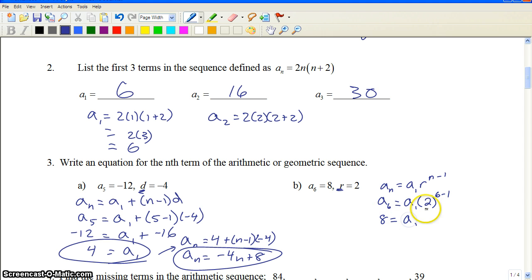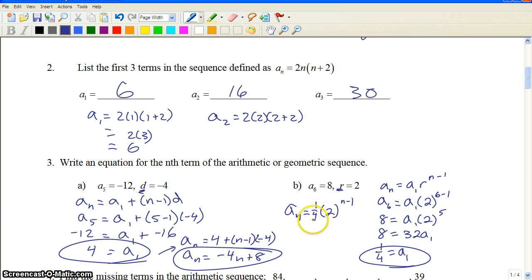So we get 8 equals a sub 1 times 2 to the 5th power. Now 2 to the 5th power is going to be 32. So we get 8 equals 32 times a sub 1. So 8 divided by 32 then is going to be 1/4. A sub 1 is then 1/4. To write the equation for it, we're going to take that and substitute back in and get our general form. So we get a sub n equals a sub 1, which is 1/4, times the ratio, which is 2, to the n minus 1 power. Now you can't do 1/4 times 2, because if you did that, that would be blowing out order of operations, and that's a problem.